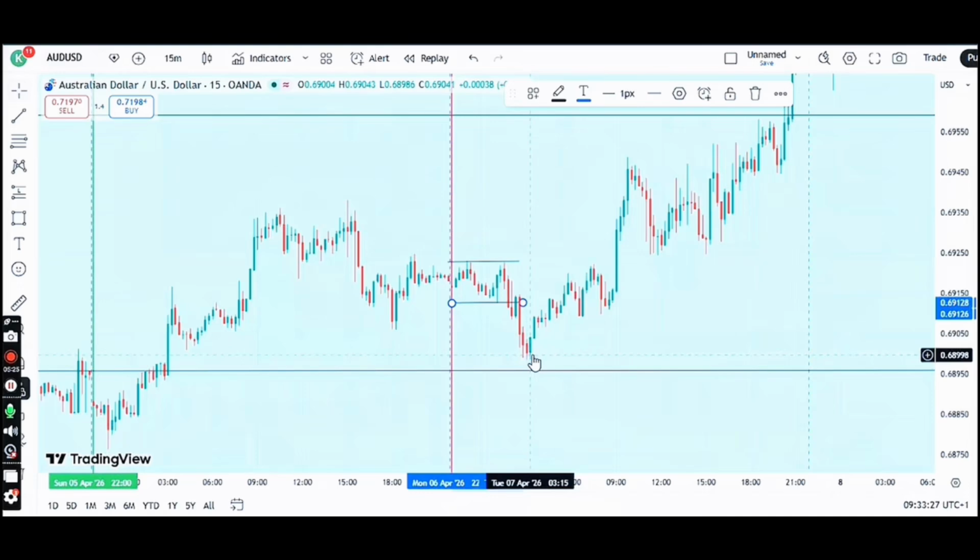Okay? But if you are scared, okay, that the market may continue going down, then the next thing you have to wait for the market to come up to.